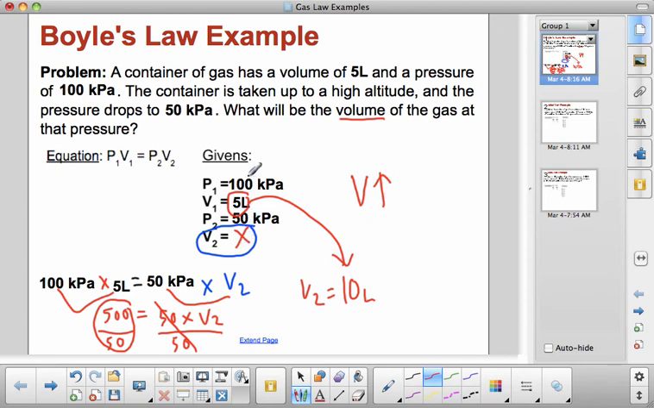When I started, my pressure was 100. My pressure decreased to 50. So when my volume was increased, we saw that my pressure was decreased. And that's why we say that Boyle's law is an inverse relationship. When one is increased, the other is decreased.